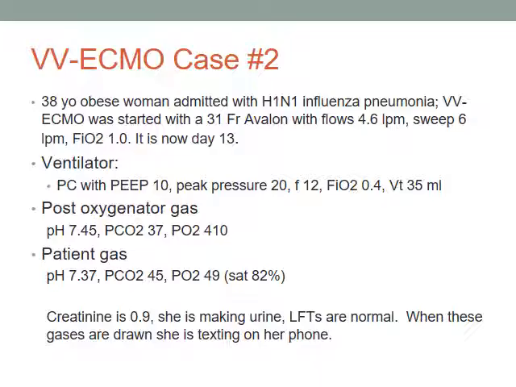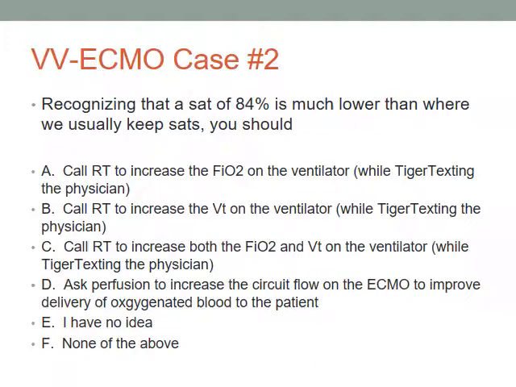Okay, she got this low sat. What should you do? A, call RT, increase FiO2 on the ventilator. B, call RT to increase the tidal volume of the ventilator. C, call RT to increase both the FiO2 and the tidal volume. D, ask perfusion to increase the circuit flow to improve delivery of oxygenated blood. E, I still don't know what you're talking about. And F, none of the above.